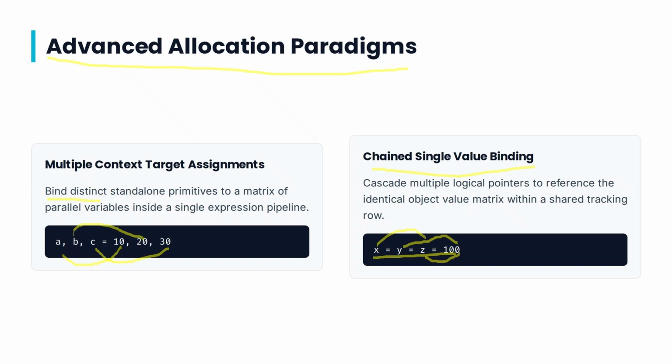Actually, by doing this multiple target assignment or chain single value binding assignment, what we do is making our code short, which is very important when we'll be learning DSA time complexity. It helps a lot when we are reducing three-line code to a single-line code. It helps in time complexity. It makes our program better.